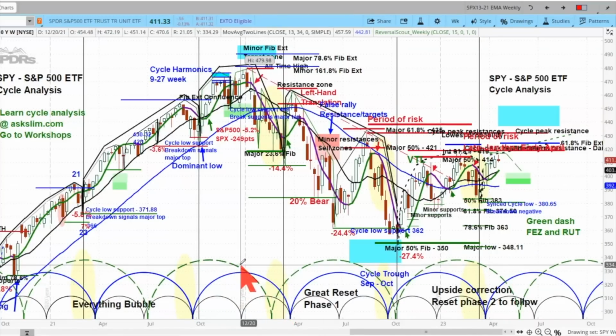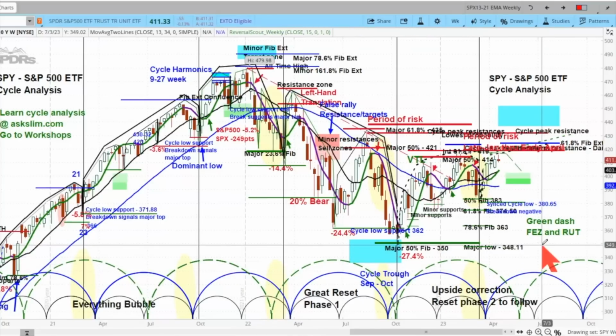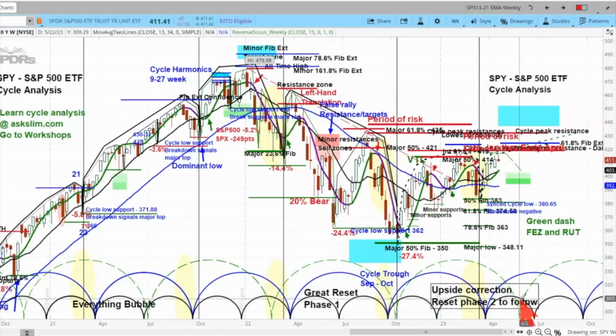That green bracket on the bottom is a little different as it aligns up with the Russell and the European market, the FEZ, and that is due to have a bottom or a trough out over here into the late May, early June time frame. That's significant in this analysis.